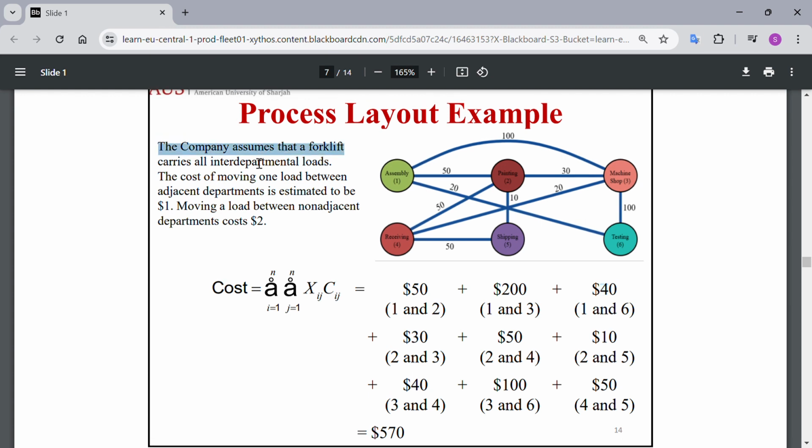So this assumes that the forklift is... okay, so moving a load between non-adjacent departments will cost $2. However, if we move a load between adjacent departments, it's gonna cost $1. So that's why here we have 200, because assembly and machine shop are not adjacent, and the same for assembly and testing job. This is kind of reflective of real life: if you want to change to non-adjacent departments, you're gonna see that we require more material.